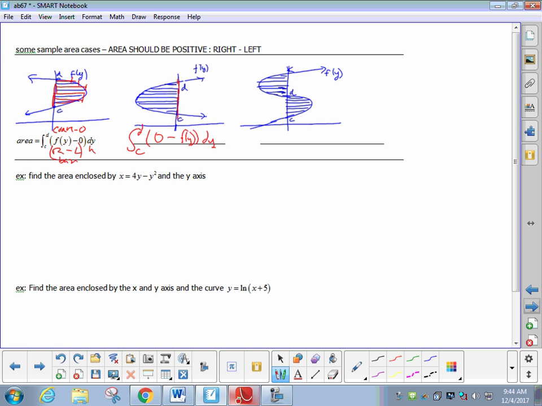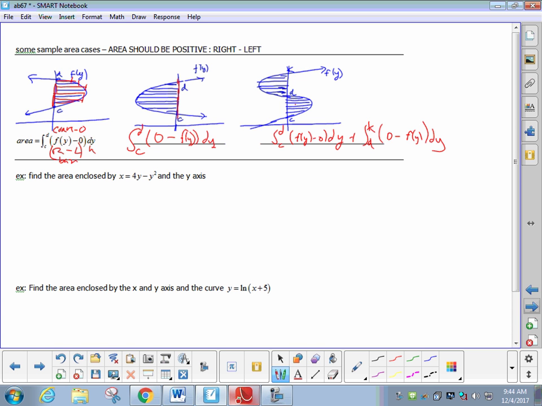Okay? If you get two different right minus left situations, where you, instead of going curve minus 0 the whole time, it ends off, then you'll need two integrals. So for this, you might say the lower region is from C to D, and right minus left is f of y minus the axis 0, dy. But then you hand off to a different region from D to K. Right minus left is 0 minus f of y.